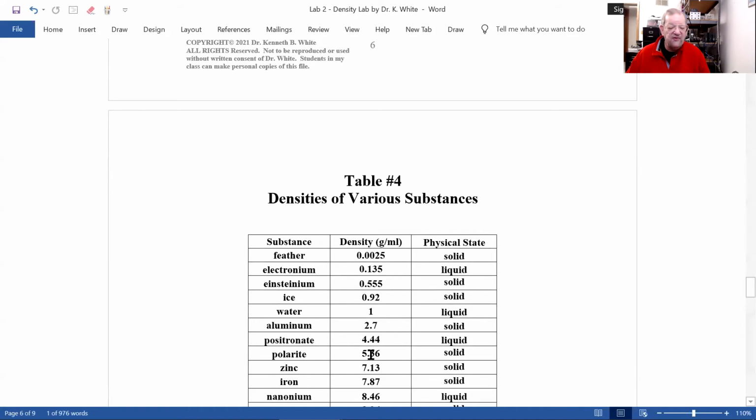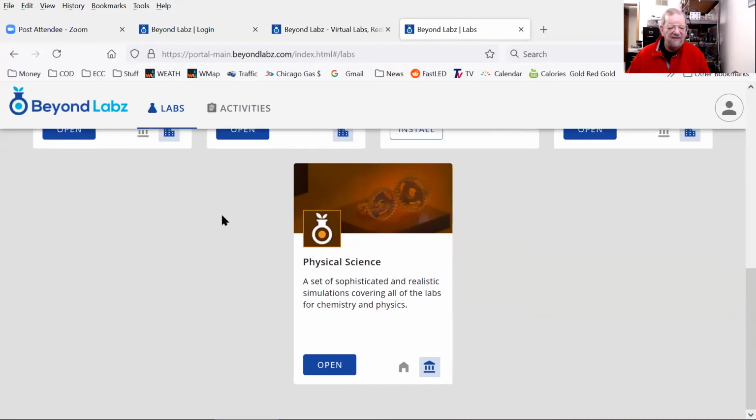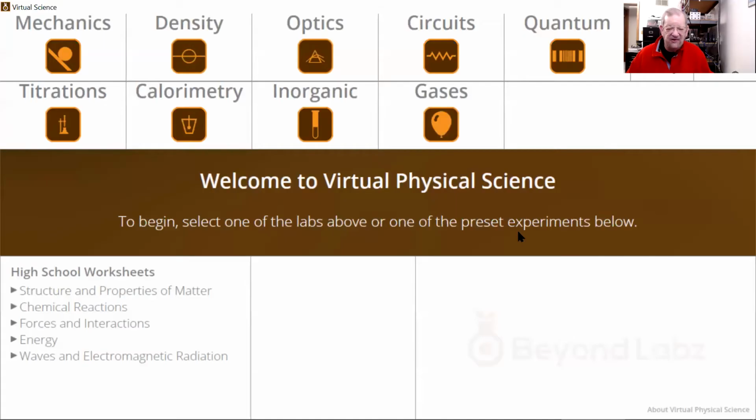All right, let's look at how we do Beyond Labz. Once you click on physical science, notice they have middle school and high school. Make sure this is highlighted before you open it. That takes you to high school density. When you do that, you'll now see this screen.